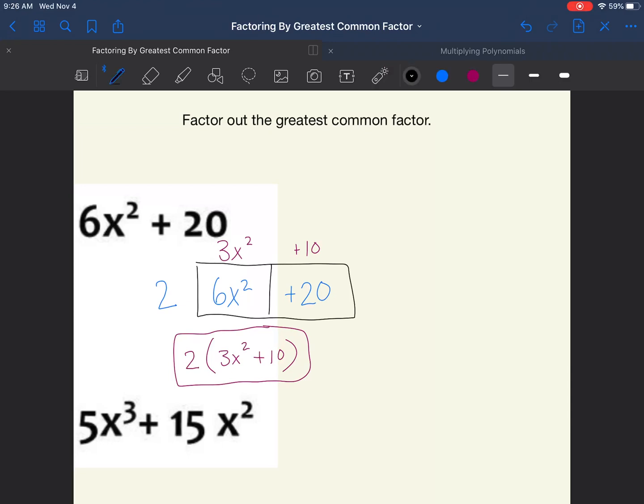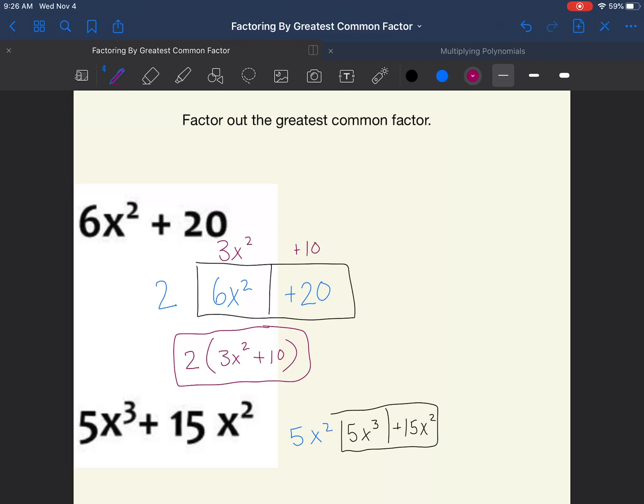All right, so number 2 here, I'm going to draw my box again. And let's see, we have 5x to the third plus 15x squared. All right, so let's see. The greatest common factor of 5 and 15 is 5. The greatest common factor of x to the third and x squared is x squared. So now I just need to divide.